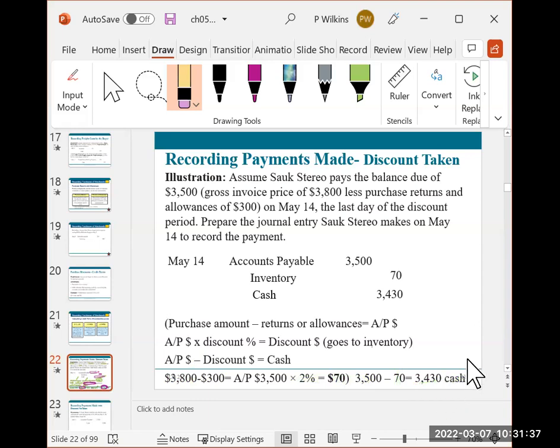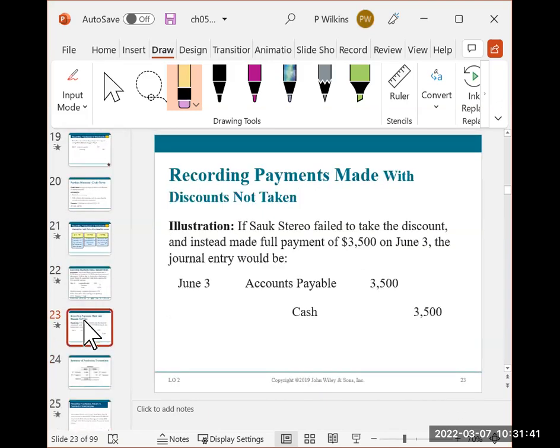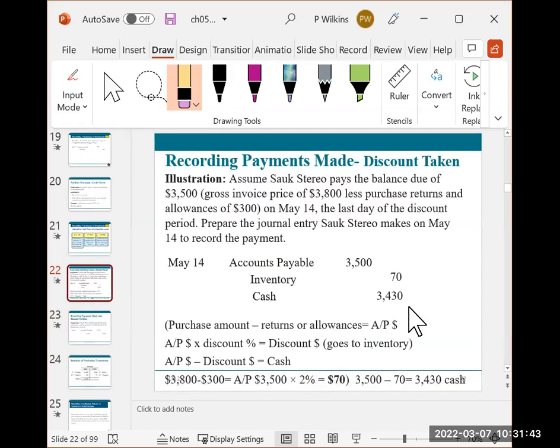Okay. So that is an example of how you figure out all the numbers you need when you make a payment using the discount. I just want to look at something real quick. We'll come back to this again. I just want to show you something real quick.